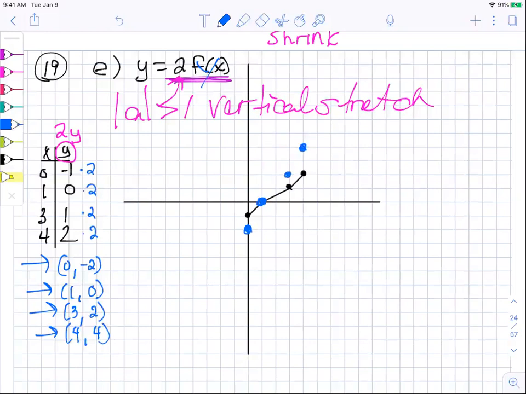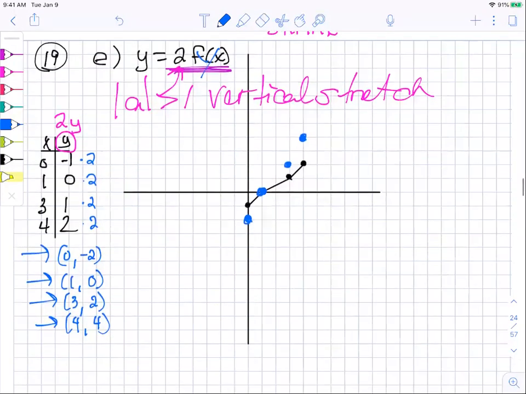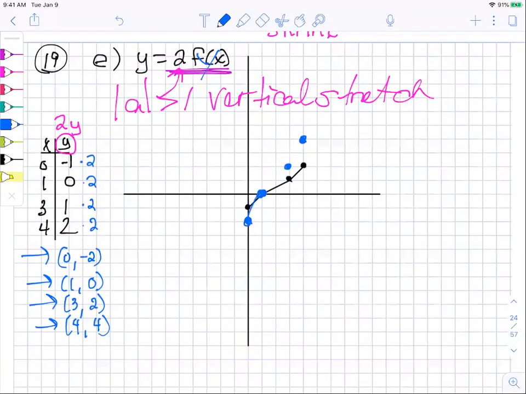So when I connect these points, I want to connect them in the same form that they were connected before, because the shape shouldn't change. So I still have a line connecting the first 2 points. And then I have another line with a different steepness, and then I have a final line with a different steepness. That middle one looks crappy.